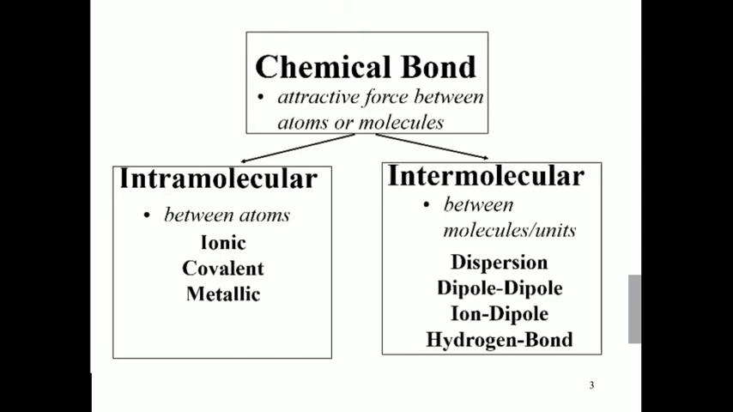The other group is the intermolecular forces. These are the forces between molecules or units to hold them to form the three states of matter: solid, liquid, and gas. So we have four types of intermolecular forces. We have basically dispersion, dipole-dipole, ion-dipole, and hydrogen bond. This video will focus on the two types of chemical bonds, which are the ionic bond and covalent bond.